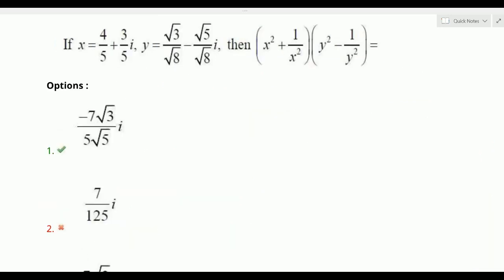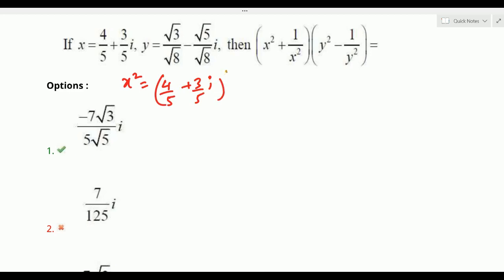Next question, x and y are given like this. We have to find out x square plus 1 by x square or y square minus 1 by y square. ఇది కొంచెం calculation, 2 ways లో చేయొచ్చు. నేను డైరెక్ట్ గా x square, y square చేసేస్తున్నాను. x square first చూద్దాం. x square అంటే 4 by 5 plus 3 by 5 i whole square, right?